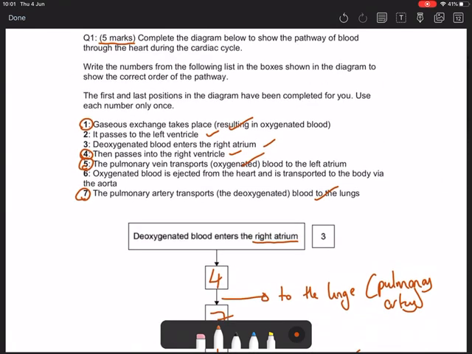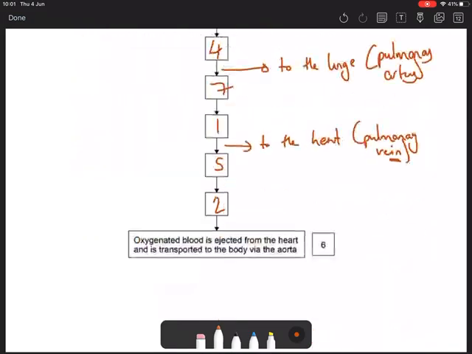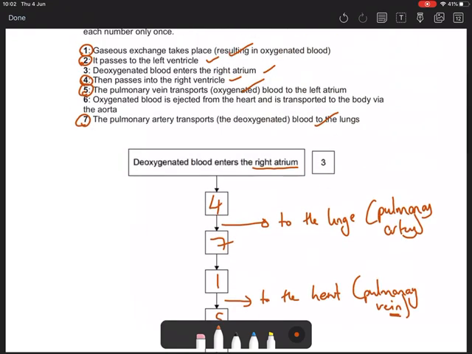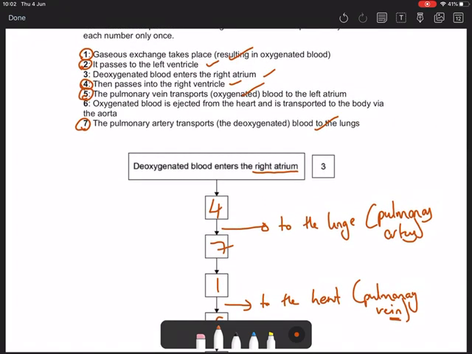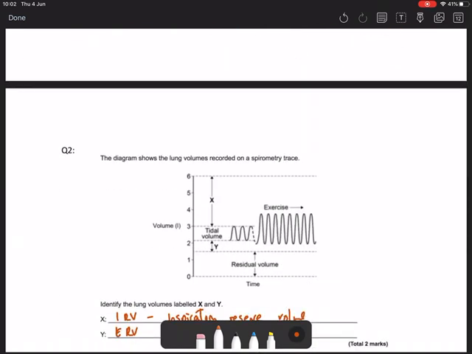Then at this point, if it's travelled into the left atrium, we know it needs to pass down to the left ventricle, so that's number 2. And then this oxygenated blood is ejected from the heart via the aorta, which is point number 6. And that is the order, but make sure that you're highlighting and ticking as you're going through to make sure you're not duplicating any of the work.